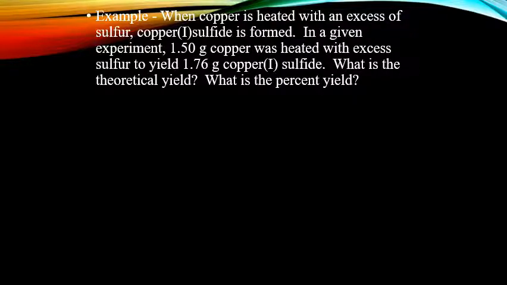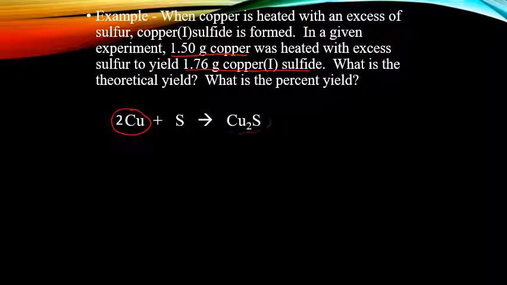So again, the first thing we need to do is set up our balanced equation. So I have Cu plus S forming Cu2S. For my balanced chemical equation, I have 2Cu plus S forming Cu2S. So at this point, we now have an amount of one of our reactants. So again, I have 1.5 grams of copper. And you'll notice here that I'm given a second amount, but it's for copper 1 sulfide. So I have one amount that is a reactant, one amount that is a product. So that's going to tell me that I have a percent yield problem.